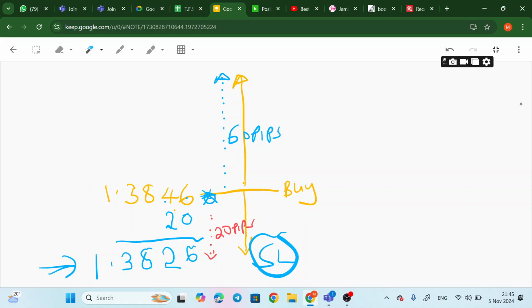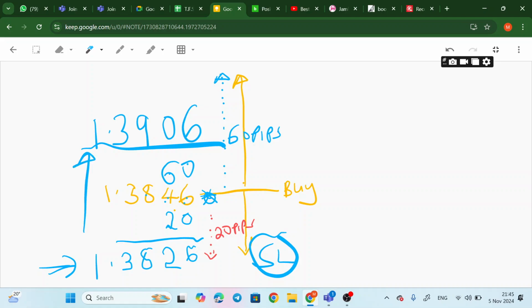Okay? And in case this market goes according to my speculation, that means it appreciates in value because I was expecting a buy, I will add 60. In case this market goes up, I will add 60. So it will be 6, 0, carry 1, 9, then 3.1. So in case this market goes up from this point by 60 pips, that means addition to 1.3906, that is where I'm going to take my profit. So when the market gets there, let that market close automatically with a profit of 60 pips.